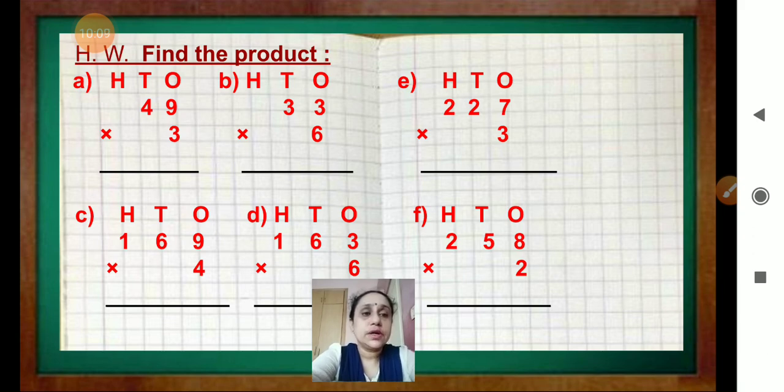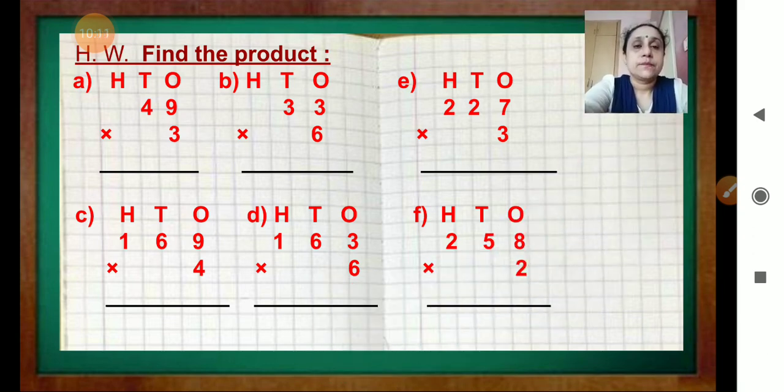Now this is your homework. Find the product. Note it down. The first one is 49 multiplied by 3. Then B, 33 multiplied by 6. C, 169 multiplied by 4. D, 163 multiplied by 6. E, 227 multiplied by 3. F, 258 multiplied by 2. So, do it in your notebook.